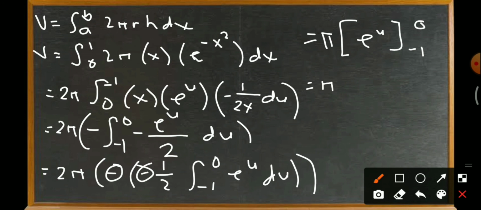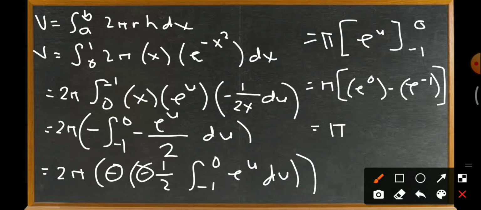Pi times e to the power of 0 minus e to the power of negative 1. So we have now pi times 1 minus 1 over e, which is approximately equal to 1.99 cubic units.